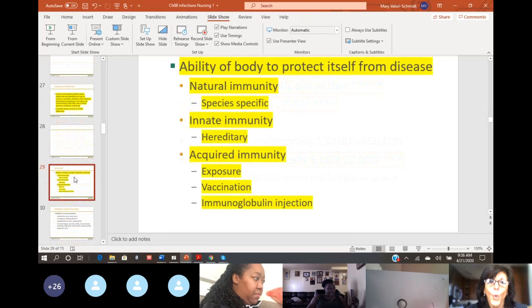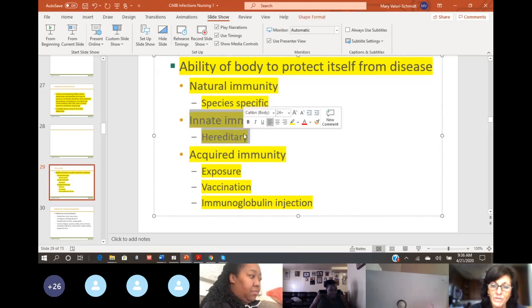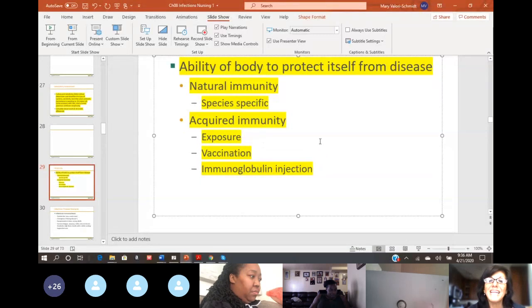When we talk about how your body can protect you from diseases, this is something else that you need to know. We talk about immunity. And your immunity, I'm actually going to get rid of innate because that's confusing, okay? We're going to call it natural immunity or acquired immunity, okay? And natural immunity means that you have had the disease, and so now you're immune to it. Okay, you've had the disease.